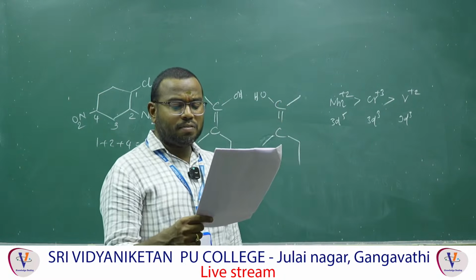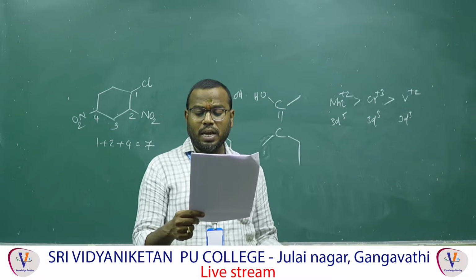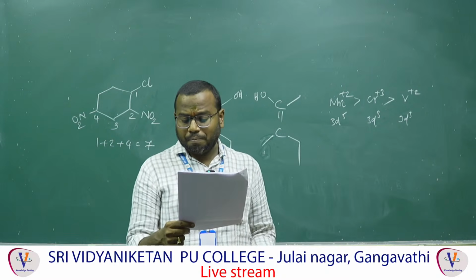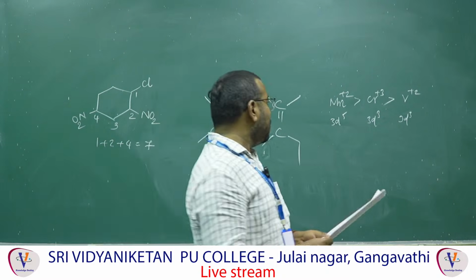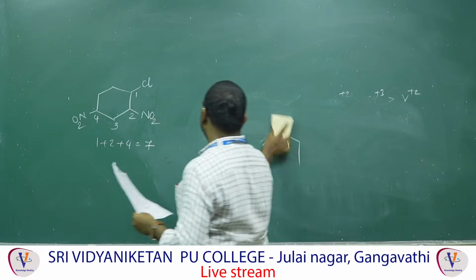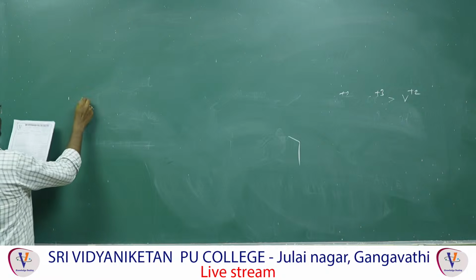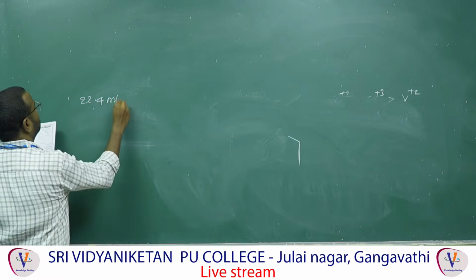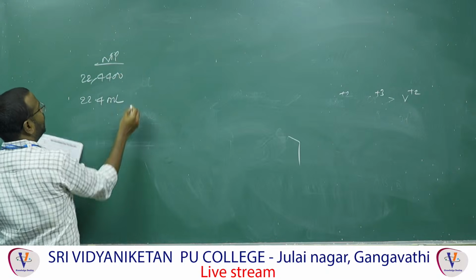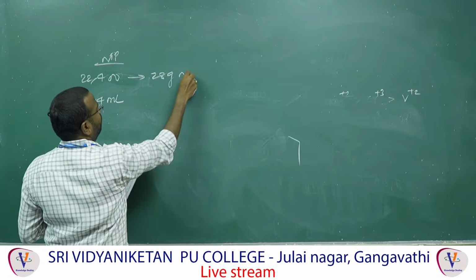51. In Dumas method, 0.18 grams of a non-cyclic organic compound yields 22.4 milliliter of nitrogen gas at STP. Calculate percentage of nitrogen in the compound. When we consider that, we have to calculate this according to Dumas method calculation. So we got 22.4 milliliter. Actually at STP, it should be given as NTP at 22,400. At NTP means 28 grams of nitrogen.